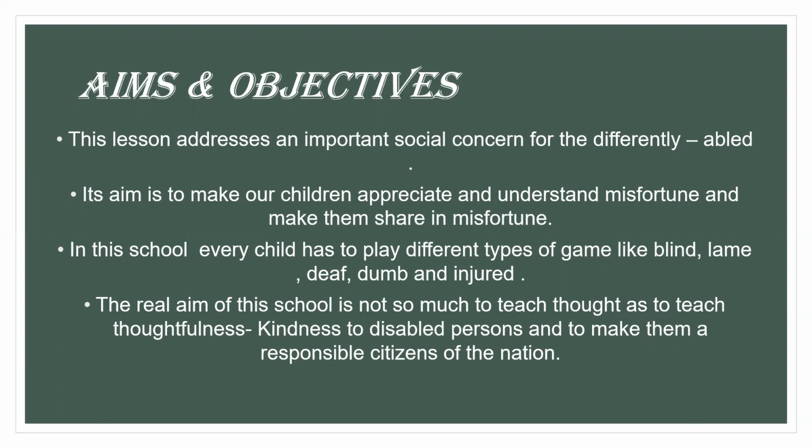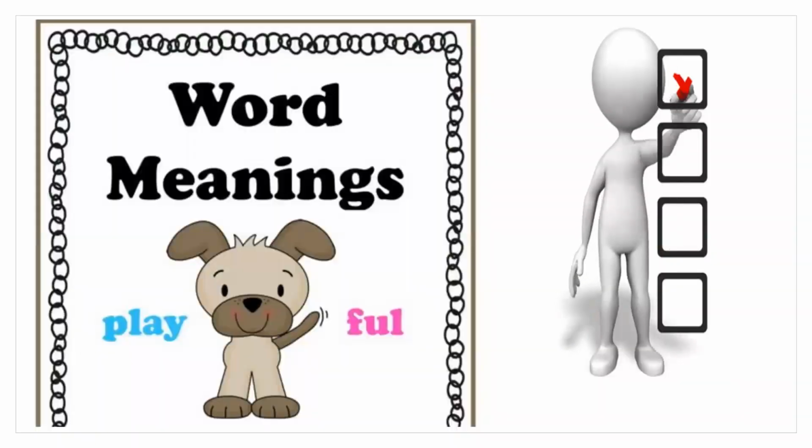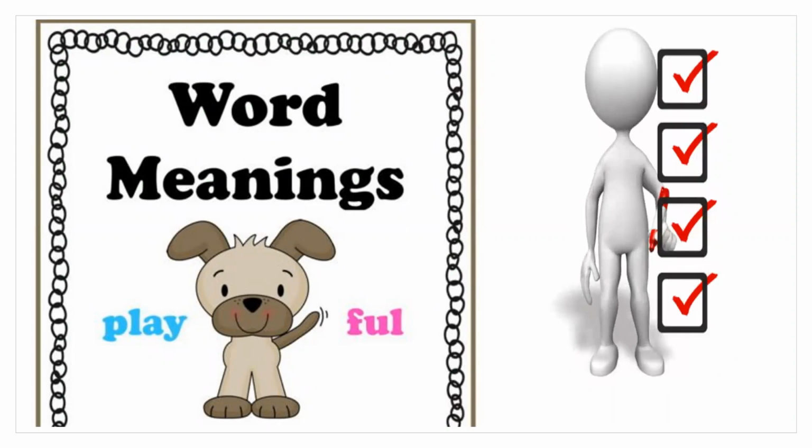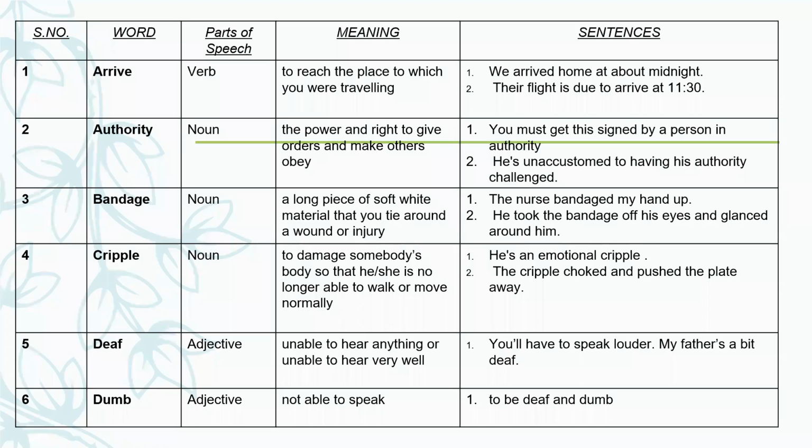The real aim of this school is not so much to teach thought as to teach thoughtfulness, kindness to disabled persons, and to make them responsible citizens of the nation, and to make them feel confident and believe in themselves that they can do anything that they feel like doing. So let us know the word meanings of the chapter before we start the reading part.